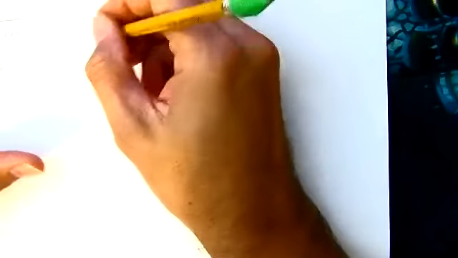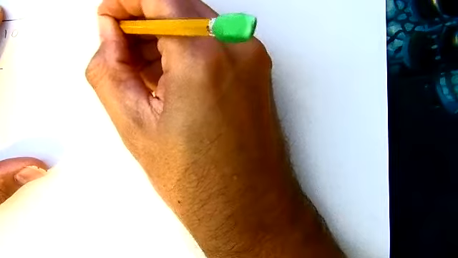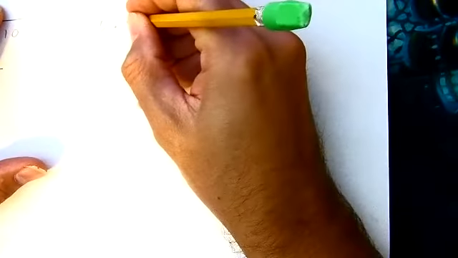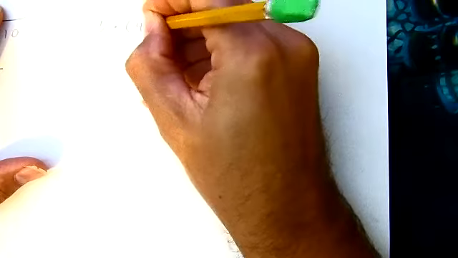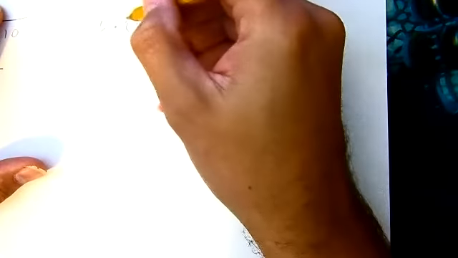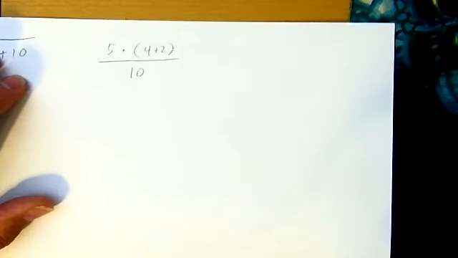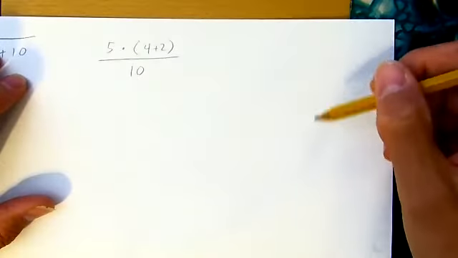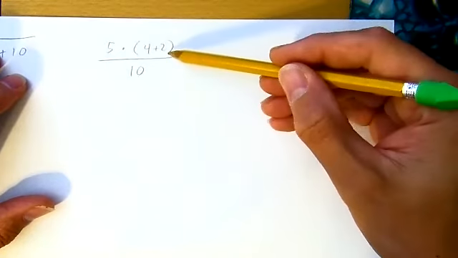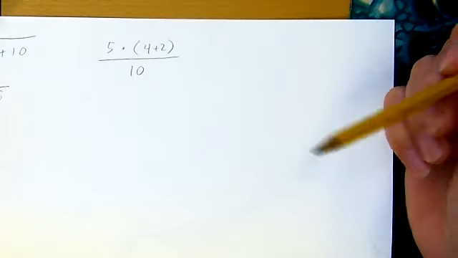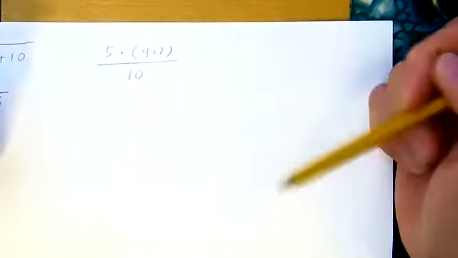You could have division problems. So you could have something like that. If you have a fraction or a division problem, however you want to call that, same thing. Work everything on the top and everything on the bottom before you divide. Okay, the division line is the last thing that you want to do.